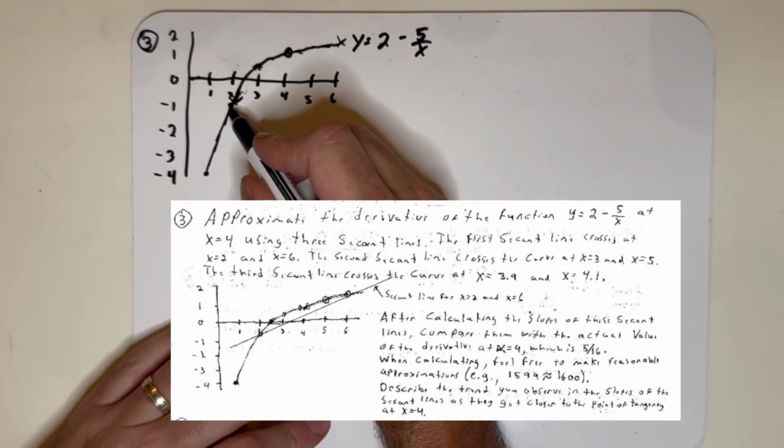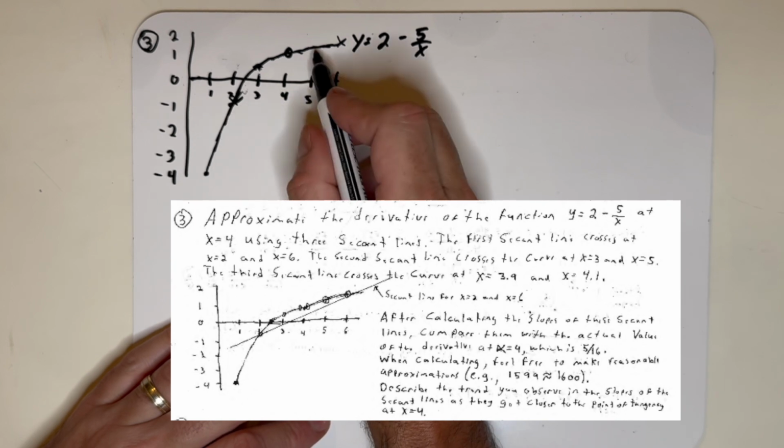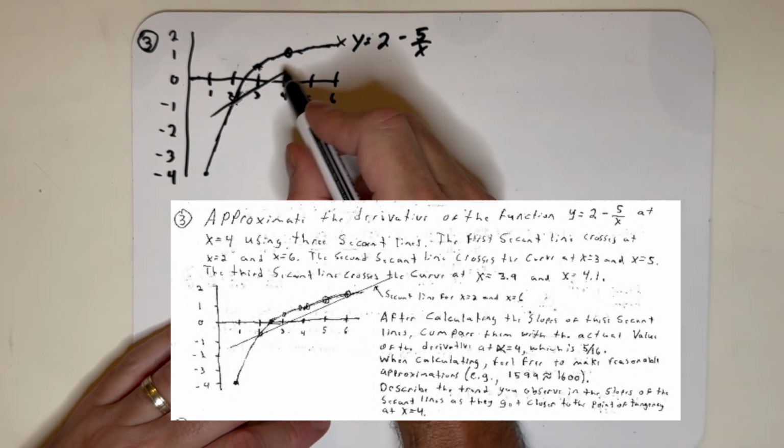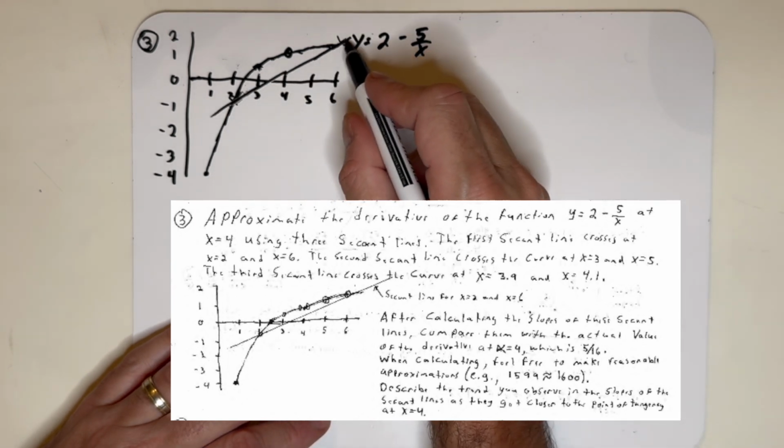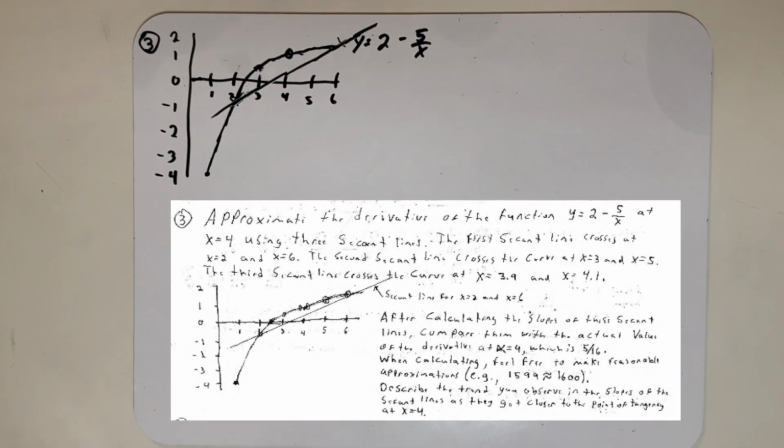Secant, by the way, means the line that cuts. So that's cutting this curve. Let's see how well I can draw a secant line through that. That's not bad. There's that secant line. So that's at x equals 2, x equals 6. The second secant line crosses the curve at x equals 3 and x equals 5. And the third secant line crosses the curve at x equals 3.9 and x equals 4.1. Okay, so let's do the secant lines first.